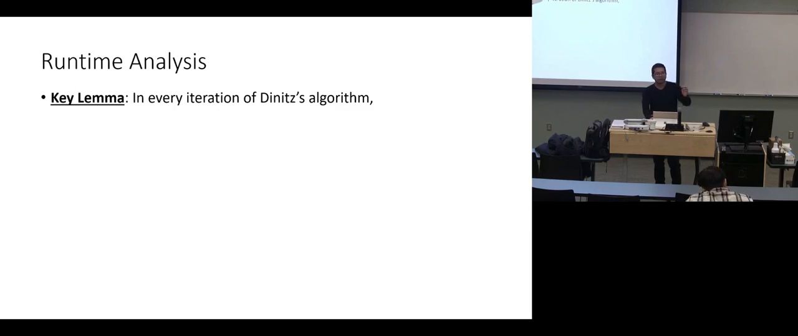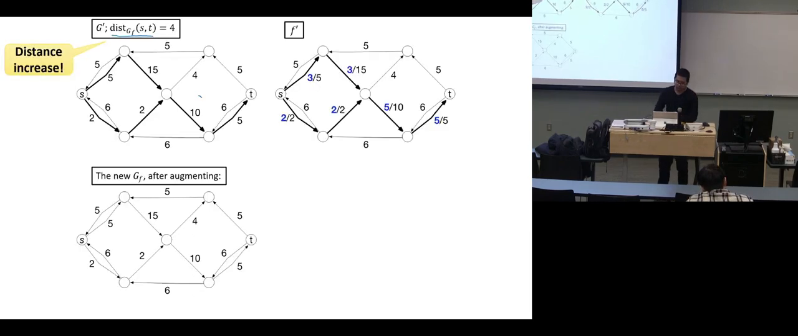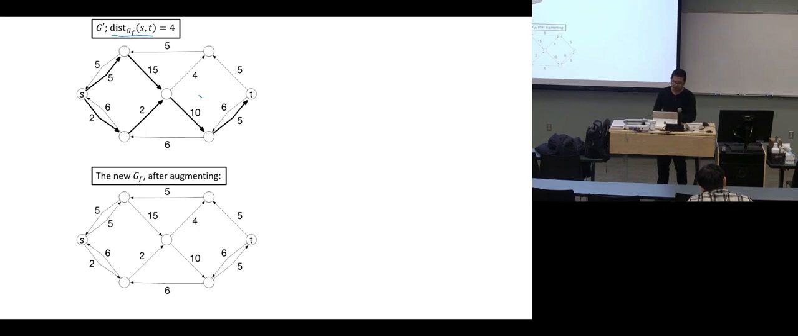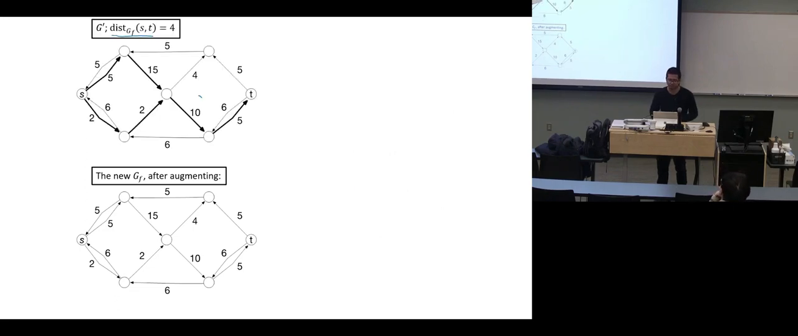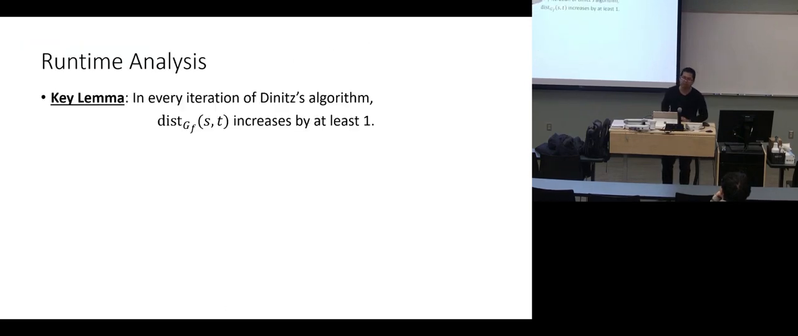you saw before that the distance from S to T increased from 3 to 4 after one iteration. And I claim that this will always happen. That is, the distance from S to T will increase by at least 1. Okay. It's not that clear, but let's prove this later. Suppose that this is true.